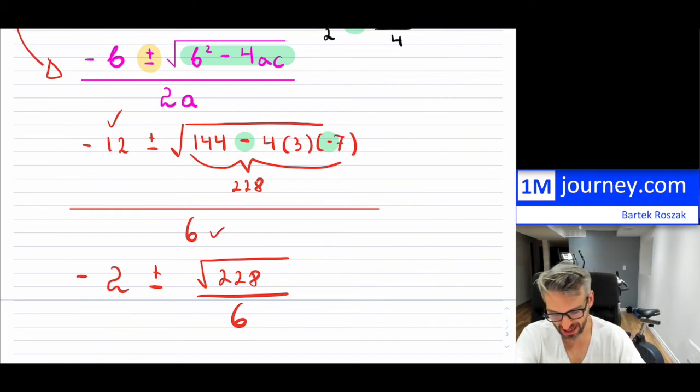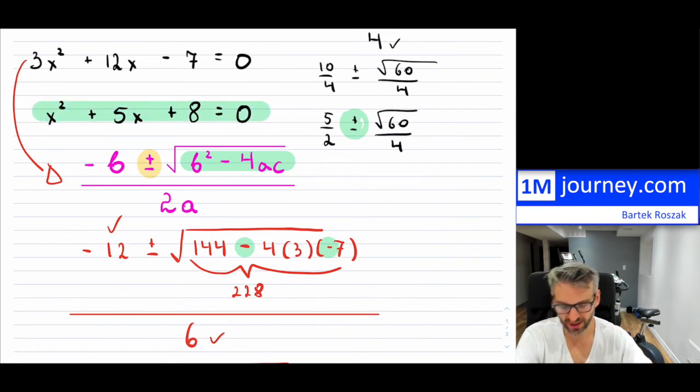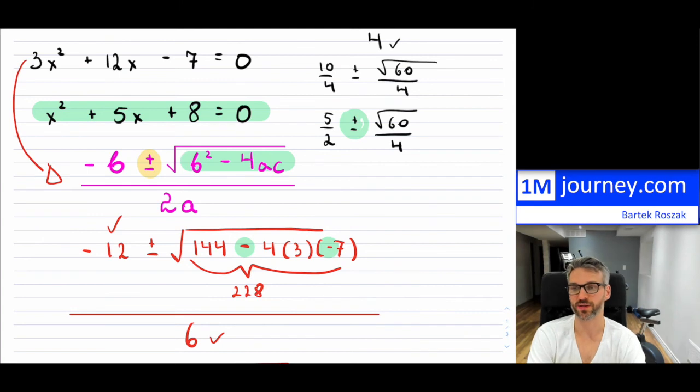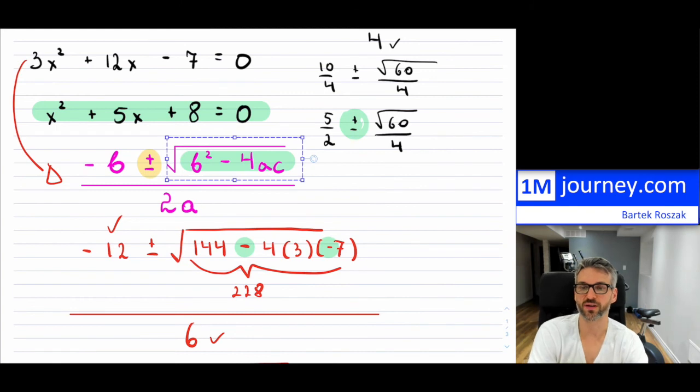Now the last example, I did this one on purpose. For this example right here, you're going to notice that there's actually no solution. And the reason is, if I take this thing right here, that's what you see there on the screen. If you substitute in there, you'll notice you'll get a negative number underneath the radical.